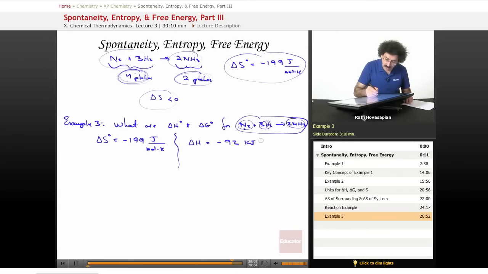Actually, this is joules per Kelvin. We've already accounted for the moles, because we're taking 2 times the entropy of this minus 1 times the entropy of that plus 3 times the entropy of this. We've already canceled the moles, so it's just joules per Kelvin. My apologies. And this is just kilojoules, not kilojoules per mole.